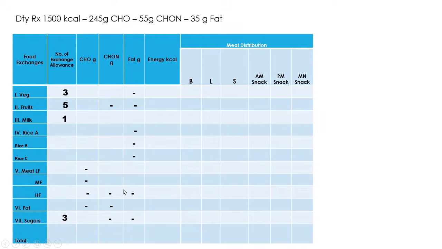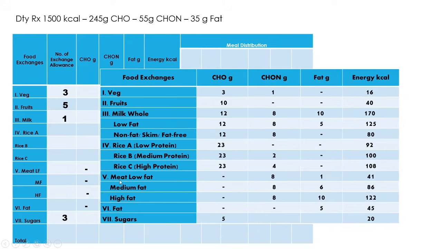Okay, so what are we going to do with this one? We are going to put values on the carbohydrate side. For example, 9. So how did we arrive at 9? We will just multiply 3 exchanges by the value of carbohydrate in this table. 3 times 3 equals 9. And then the next one is 5 times 10 equals 50. Then next for the milk, we have 1 times 12 equals 12.